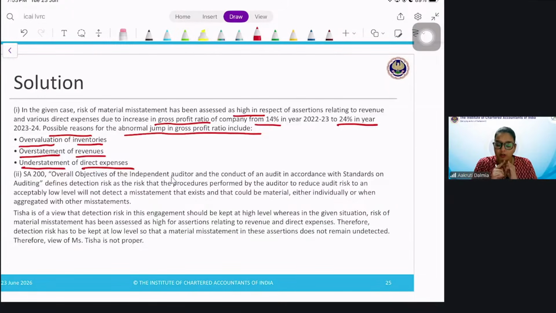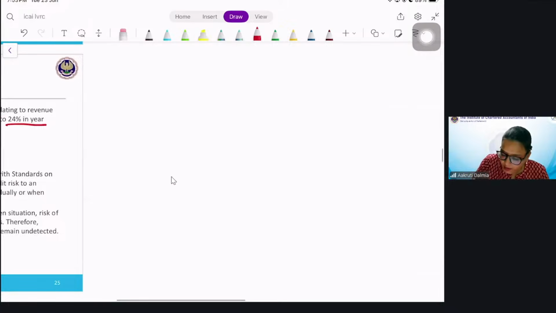Again in English. So what I will think, there is a gross profit ratio increase from 14 to 24. Does it mean that some inventories they have added that they shouldn't have? Or maybe revenue, they have shown more than they should have. And expenses, they have understated. So you can remember it like this.